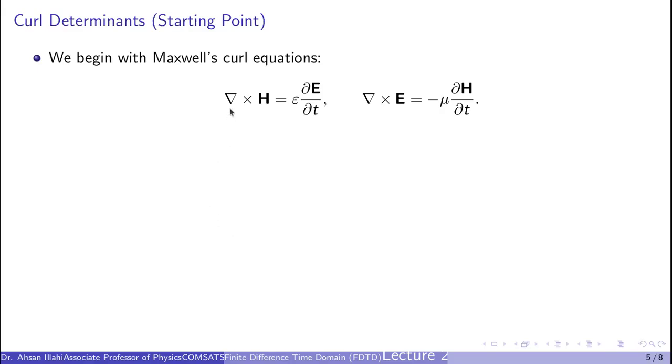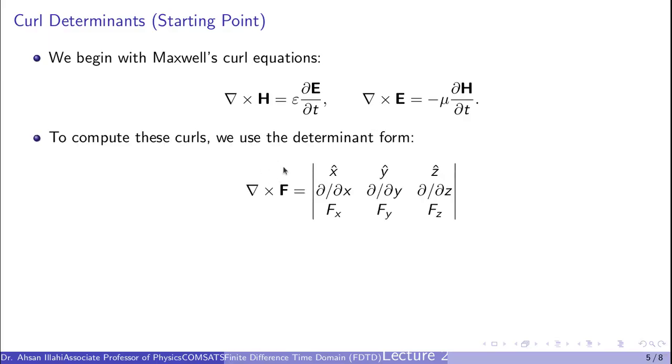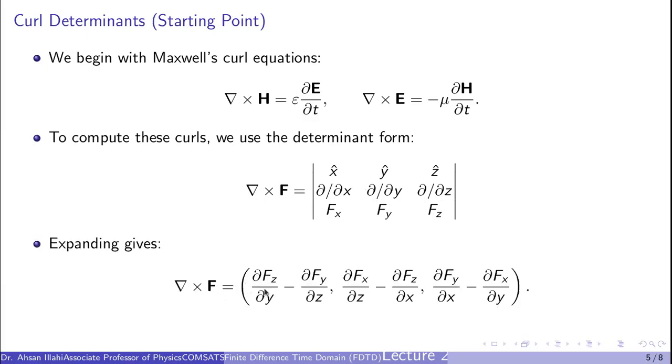Now we will derive the TE mode Maxwell equations step by step, slowly and clearly. We start from the two curl equations. Del cross H is equal to epsilon partial E by partial t. Del cross E is equal to minus mu partial H by partial t. These are the backbone of electromagnetic wave behavior. To compute a curl, we use a very beautiful tool, the determinant form. This determinant is like a machine. It takes the components of a vector field and automatically produces the rotation of that field. Once we expand this determinant, we get the exact component-wise curl formula. This will be the foundation for both TE and TM mode derivations.